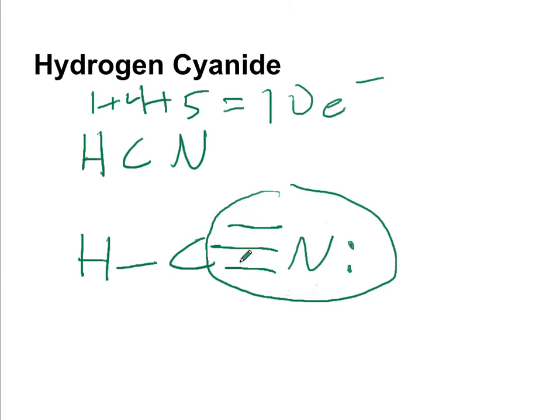Nitrogen has its 8 valence electrons, and now carbon does as well. So we formed a double bond and then a triple bond to make sure that everything had an octet when we only had 10 valence electrons to draw.